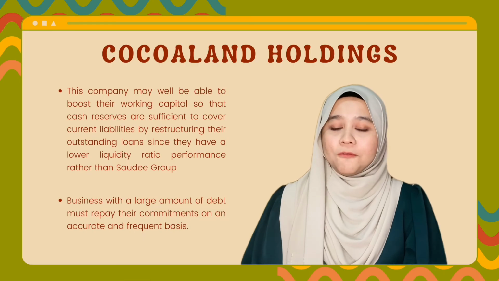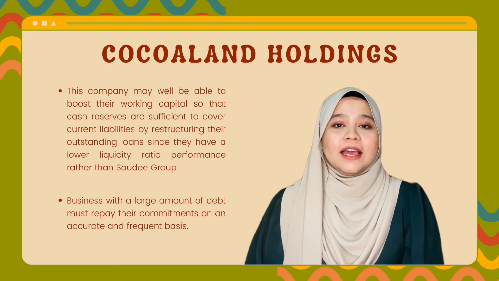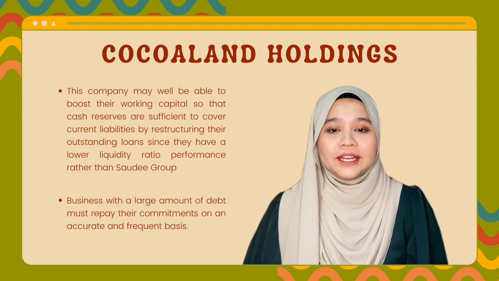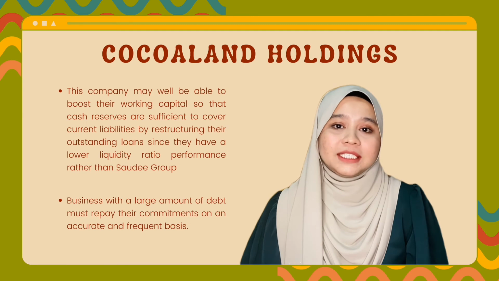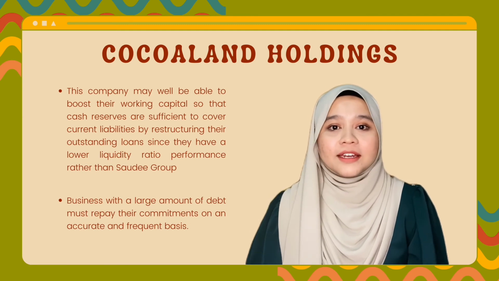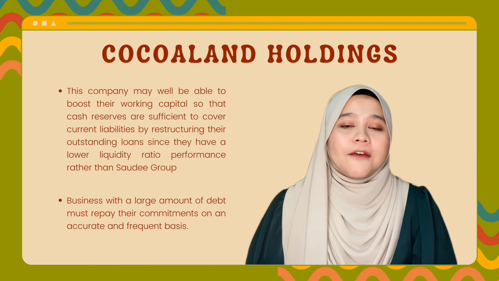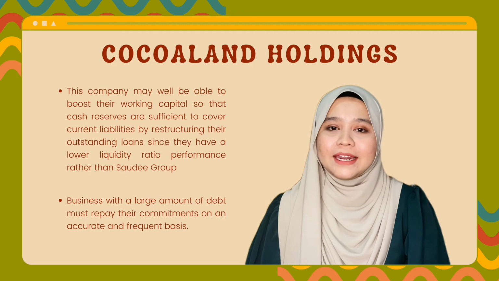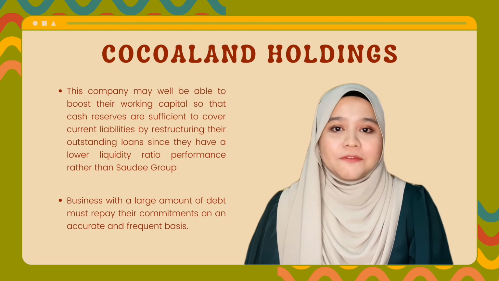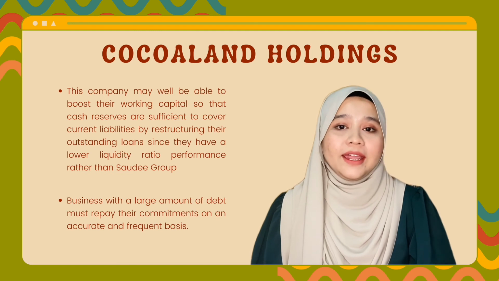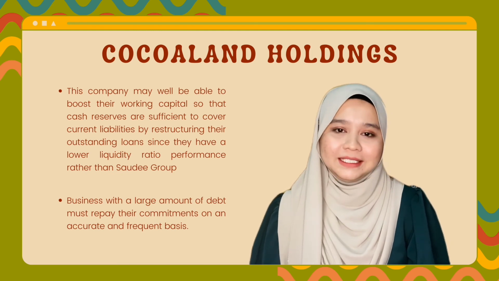Recommendations. For Coquelin Holdings Berhad, I suggest that this company may well be able to boost their working capital so that cash reserves are sufficient to cover current liabilities by restructuring their outstanding loans, since they have a lower liquidity ratio performance than Saudi Group Berhad. Besides, a business with a large amount of debt must repay its commitments accurately and frequently.